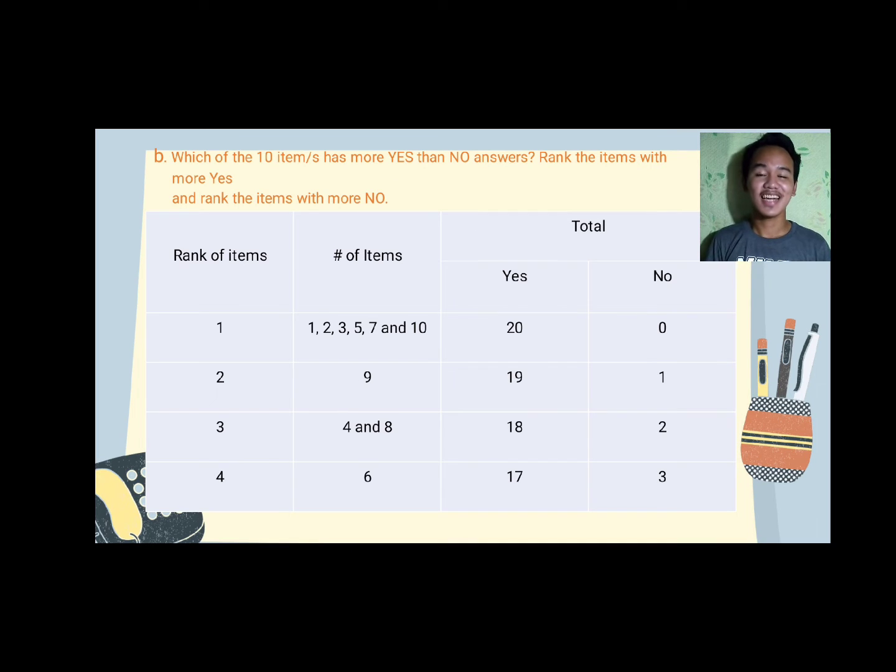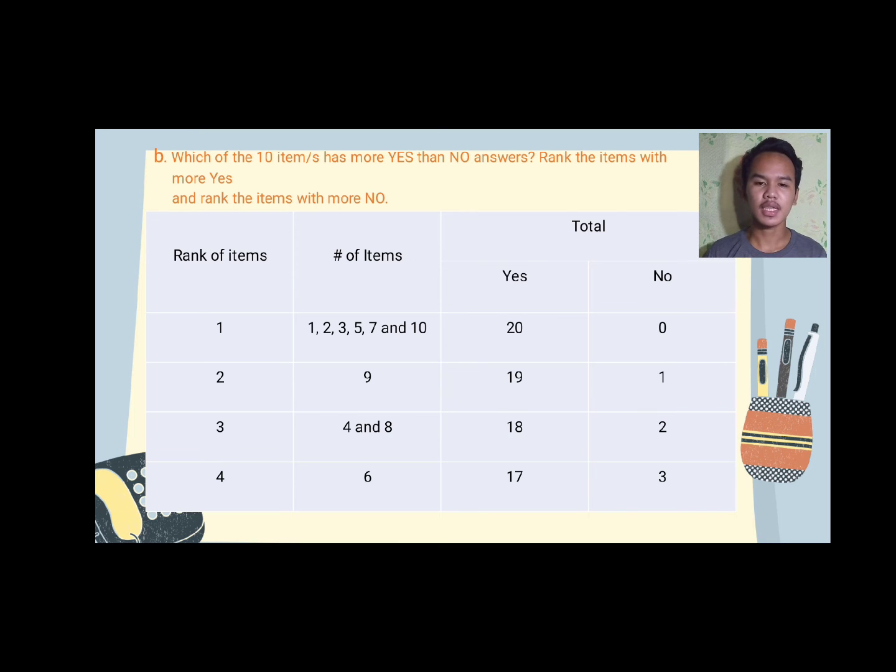As for the next question, which of the 10 items has more yes than no? Rank the items with more yes and rank the items with more no. As you can see in the table, there's a rank of items, number of items, and the total number of yes and no. As for the first rank, items number 1, 2, 3, 5, 7, and 10 got it, which has a total number of 20 yes and 0 no.